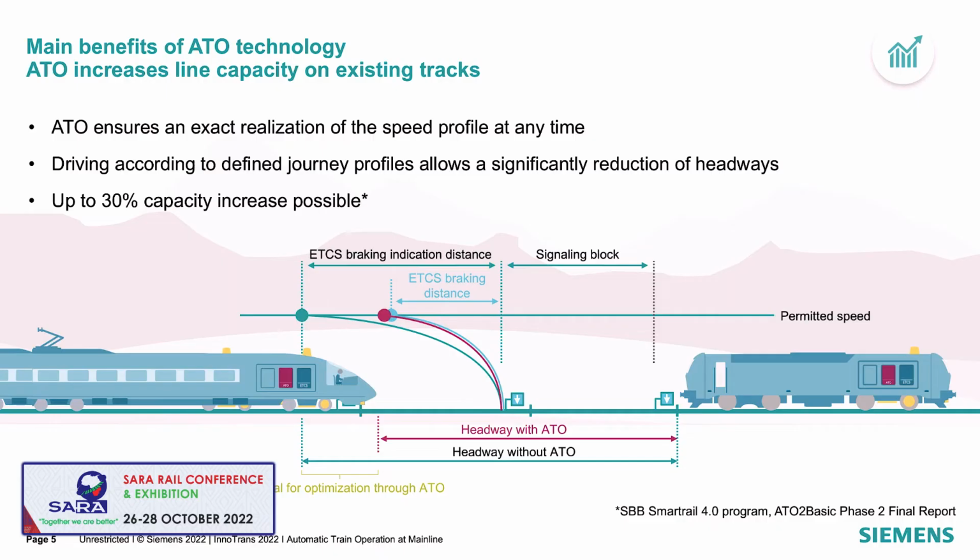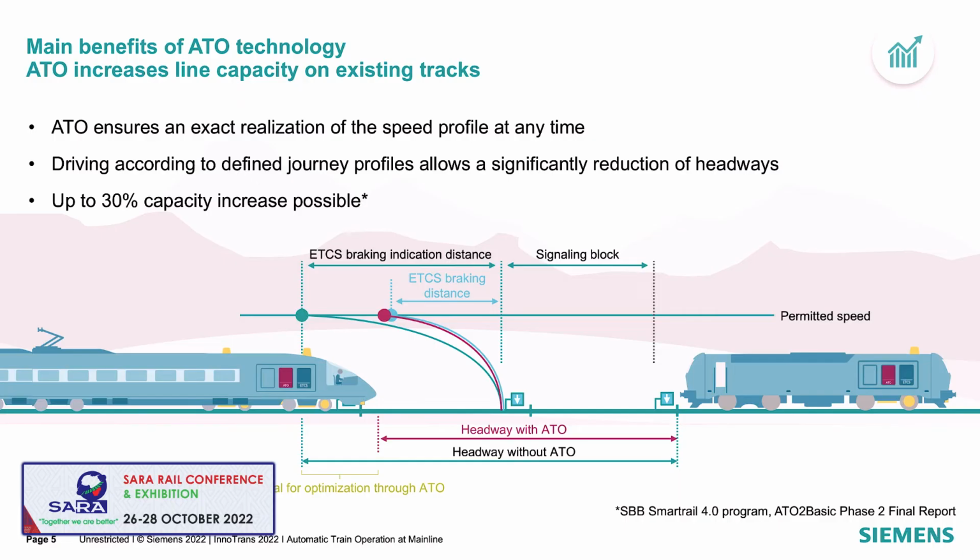When we look at the situation on the line, there's a train in front of our train. Our train comes from the left side. There's a signaling block behind. The ETCS braking distance is from the train to the end of the block. The ETCS braking distance is according to the service brake intervention, that blue line.